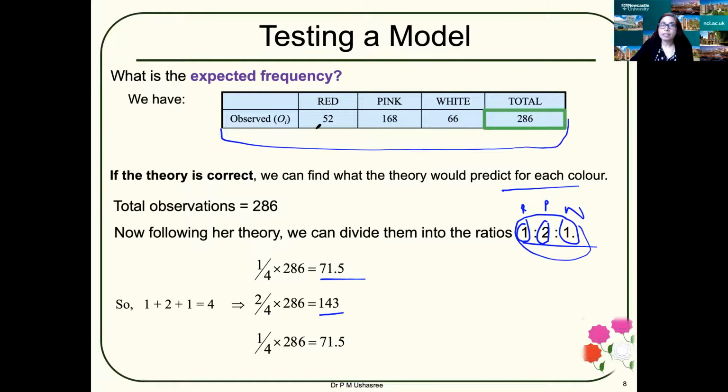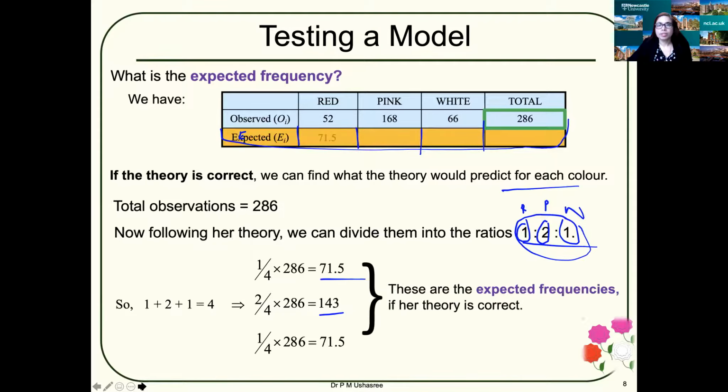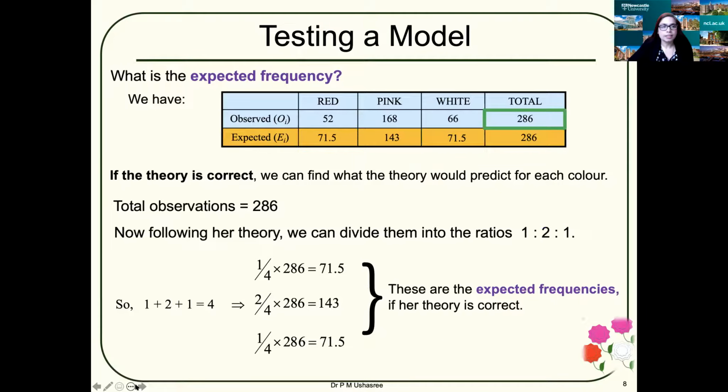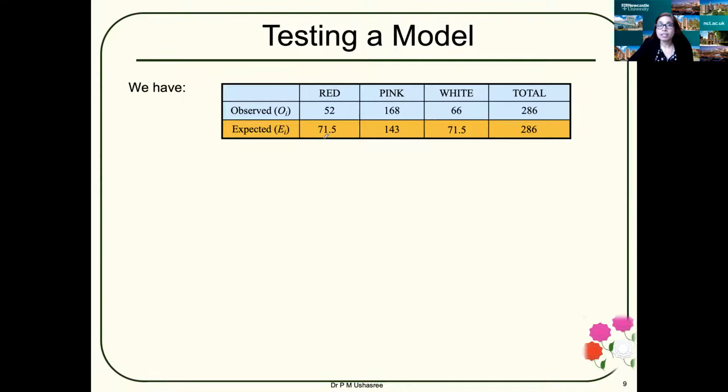We can write down the expected frequencies for each flower, following this 1:2:1 ratio, that is following the model, following the genetic theory. So these are the expected frequencies if her theory is correct, if the model is correct. Let me erase all of it. Now we can see that the total is again 286, because it has to be 286, since we have applied the theory based on this total value, isn't it?